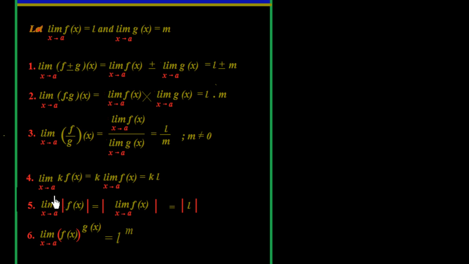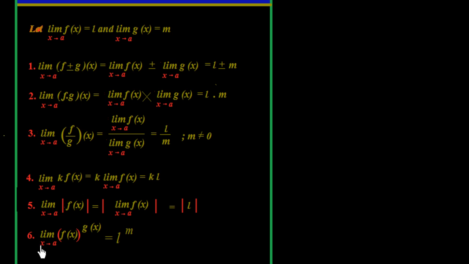Now you see the fourth one. If you multiply a function by a constant, the limit x tends to a for k into f of x is equal to k into limit x tends to a for f of x. It means the limit of the product of the function and a constant is equal to the product of the limit and the constant. Now the fifth one: the limit of the mod of a function is equal to the mod of the limit. If you first find the limit and then take the mod, it is equal to first taking the mod of the function and then finding the limit. Both are equal.